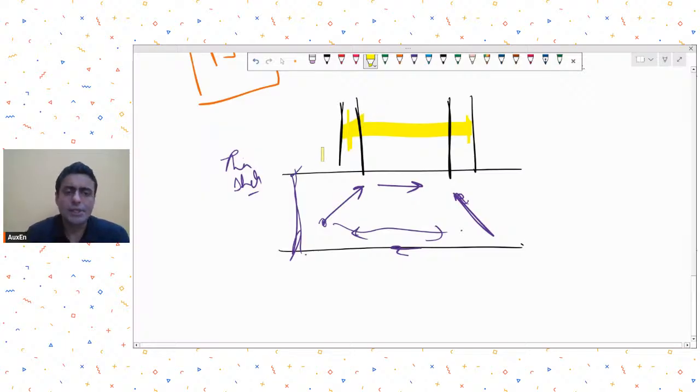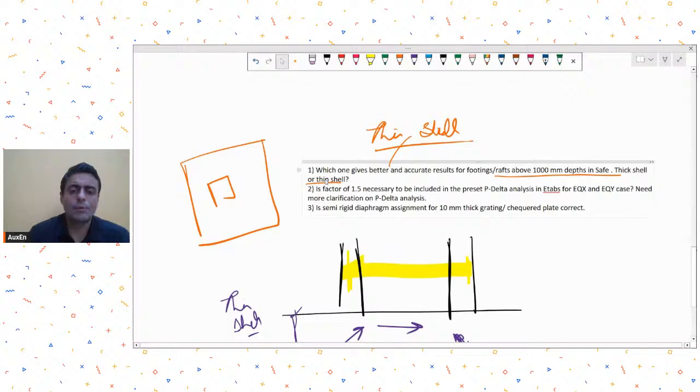Otherwise, I would say thin shells perform quite well, and what I could figure out is that they are giving acceptable results. So I prefer to go with the thin shell assignment only.